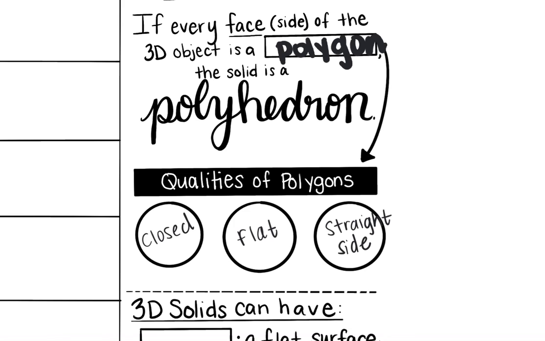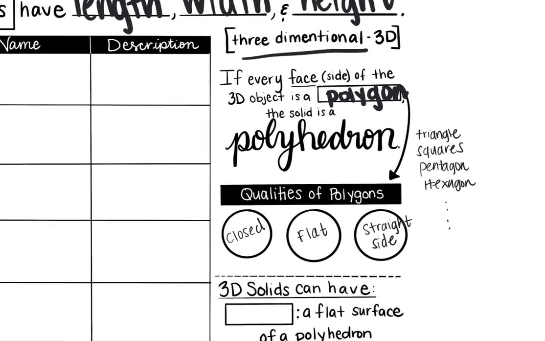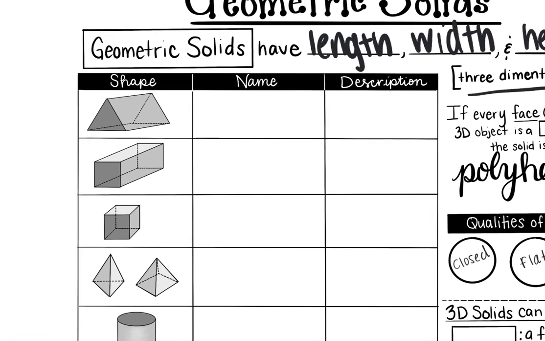Polygons are like triangles, squares, pentagons, hexagons, and so on and so forth. It could keep going, right? That's what polygons are. Now, if all of the faces are polygons, then we say those are polyhedrons. So let's look at which are polyhedrons and which are not. Let's go to our little chart here.